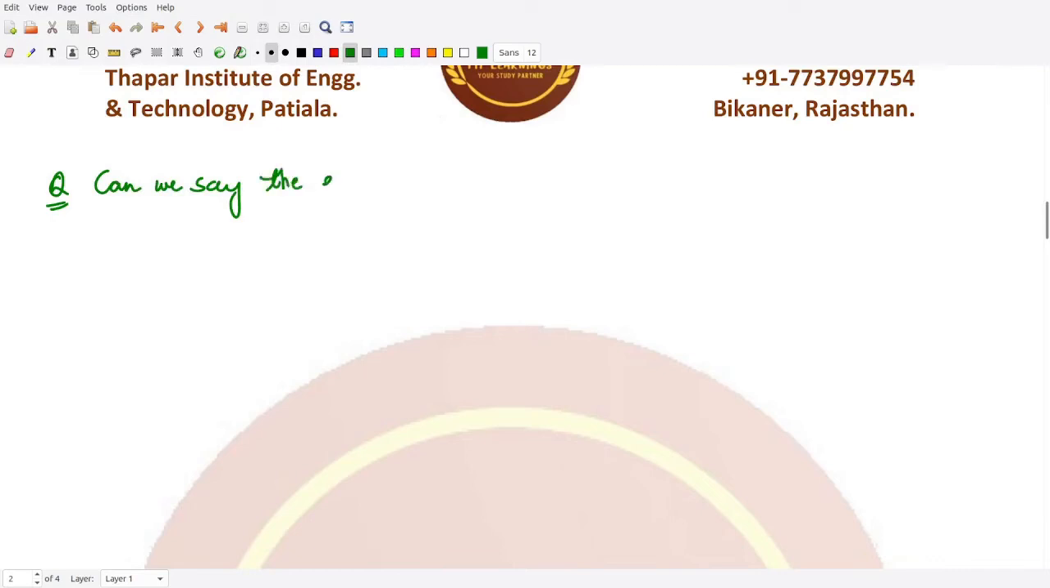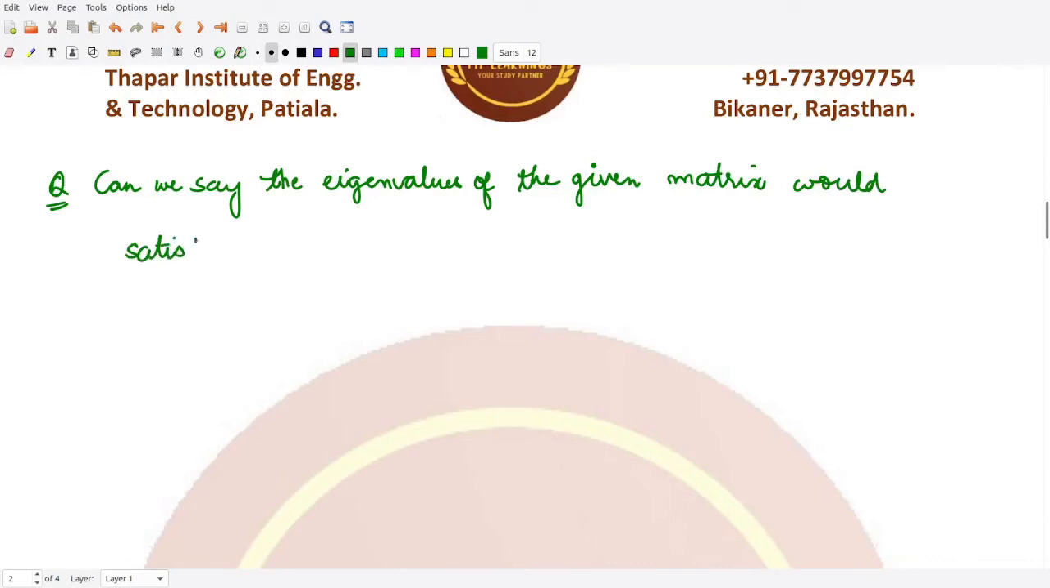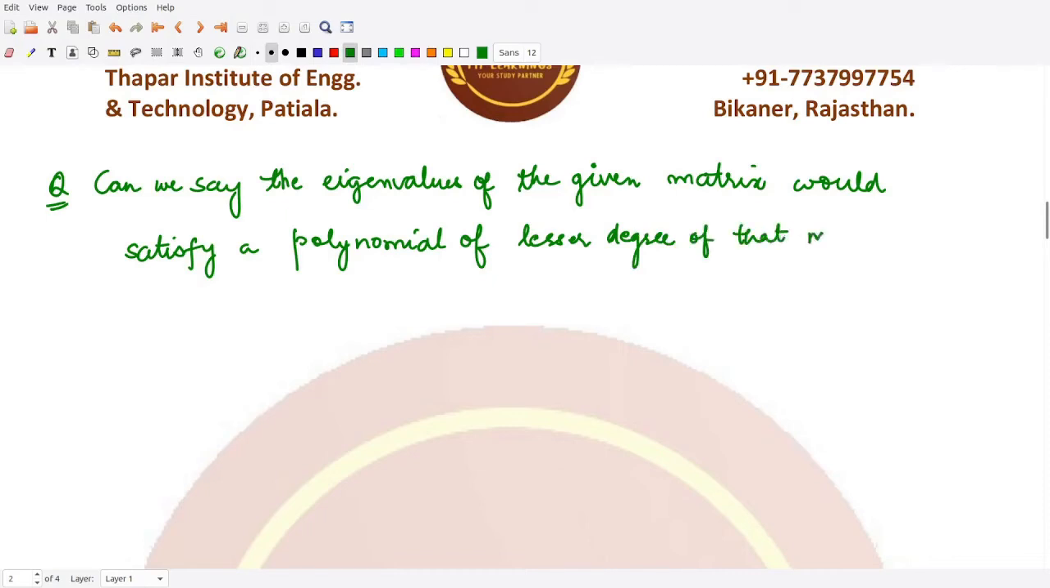If this is not the characteristic equation, the question here is, can we say the eigenvalues of the given matrix would satisfy a polynomial of lesser degree in that matrix only, of that matrix? Is it true? Is it always true? So let's have a look at this one.